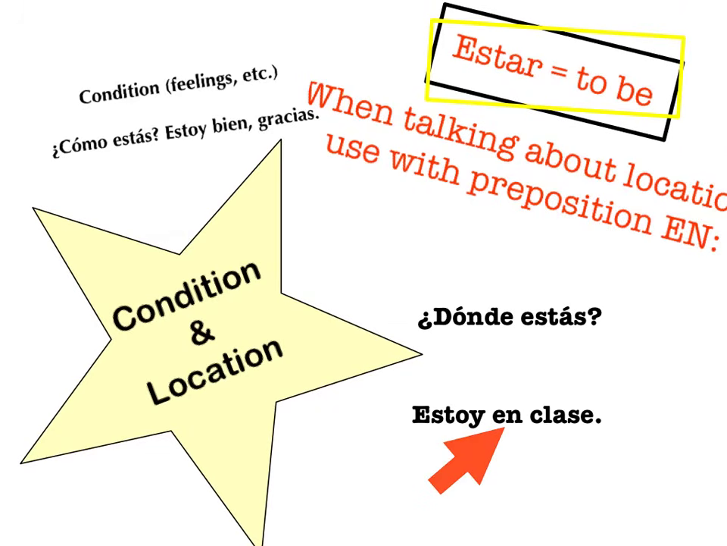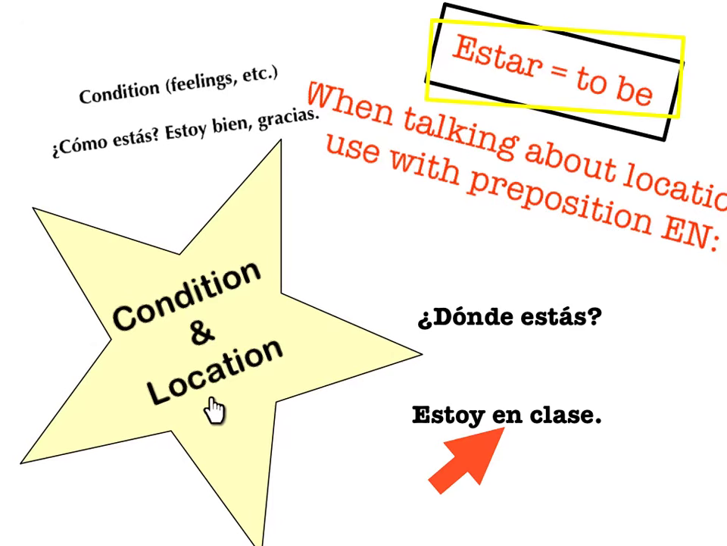The first verb that we'll be talking about is the verb estar, which means to be. Estar is used for condition and location. For instance, condition refers to feelings and other things. For example, ¿Cómo estás? Right? How are you? Estoy bien, gracias. Right? I am feeling well, thanks. It's a condition. It's how you're feeling at that moment.